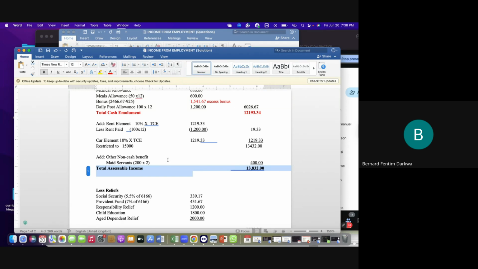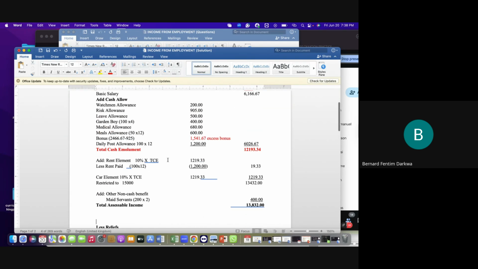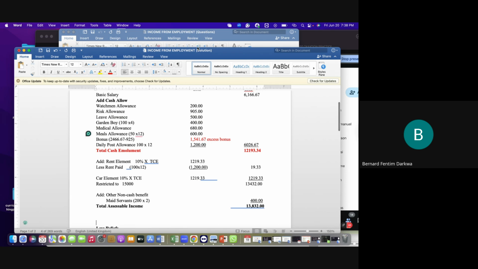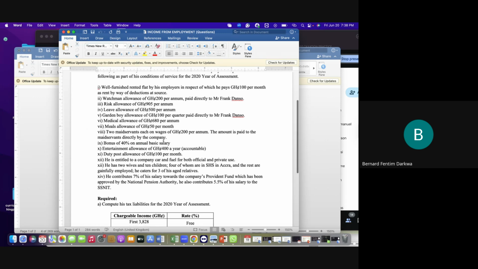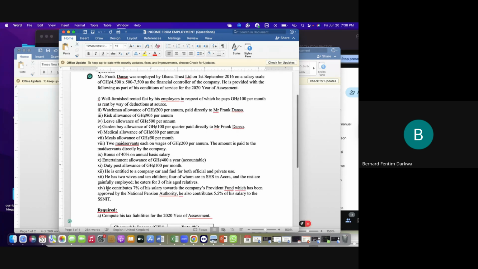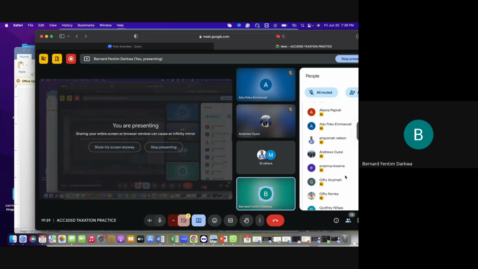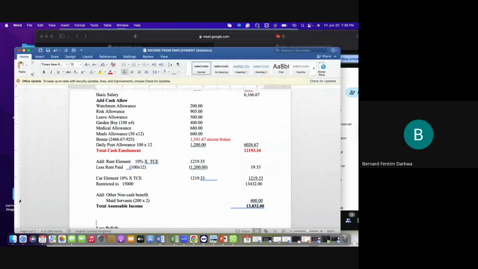Once you get assessable income, then you think of the reliefs. Now, when you look at this question, let's take the reliefs one by one. If we read it, you see that he has 2 wives and 10 children, 4 of whom are in senior high schools in Accra, and the rest are gainfully employed. So this first part, how do we treat that one? I want somebody to take us through that.